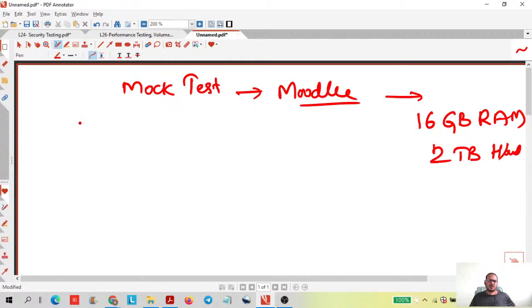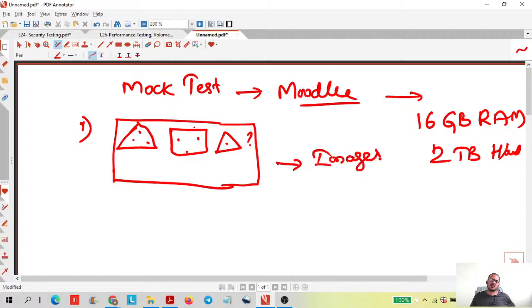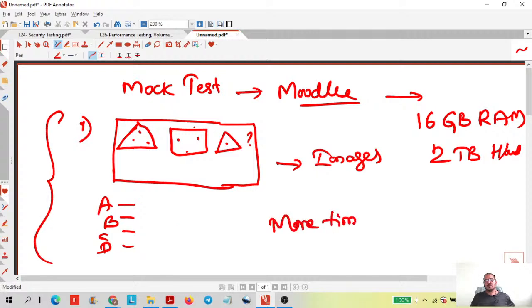So for some questions, like the image questions, suppose there is some reasoning question. For reasoning questions, we used to add some diagrams. You know the type of reasoning questions. In such cases, we used to add the images in the Moodle, images with four options. But these images take more time to load.